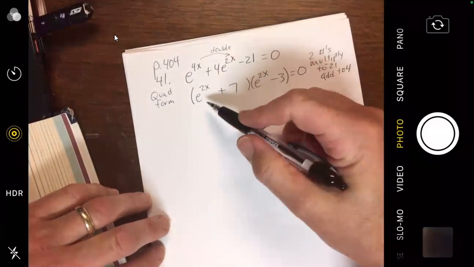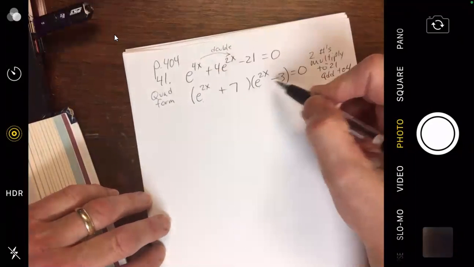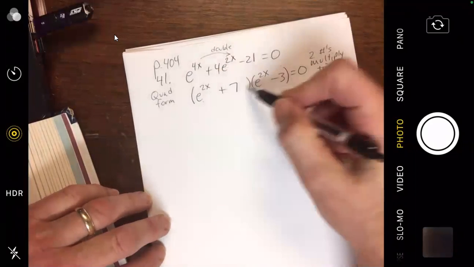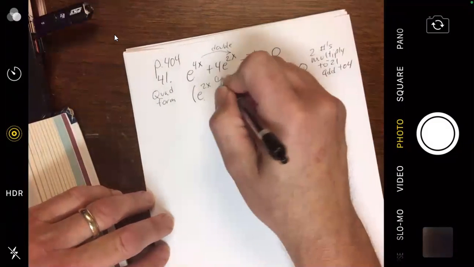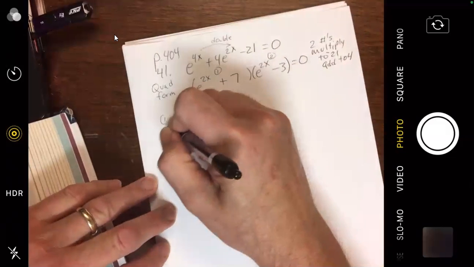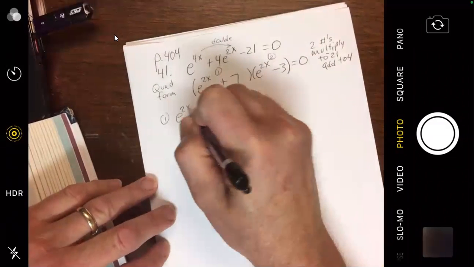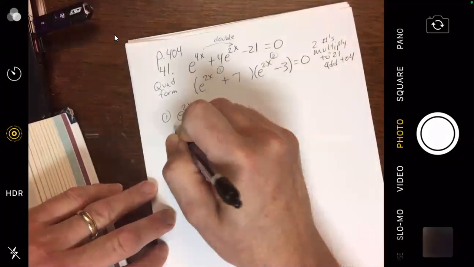You can FOIL back e to the 4x because the powers add. A negative 3 e to the 2x adds 7 e to the 2x, plus 4, and a minus 21. So then if you want to call this factor 1, factor 2, or piece 1, piece 2. For factor 1, e to the 2x is equal to negative 7. This should tell you there's something funny going on.